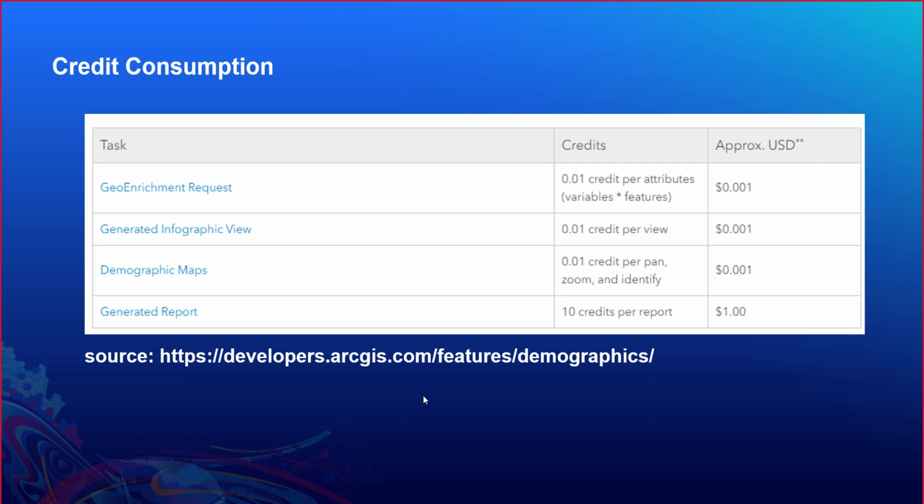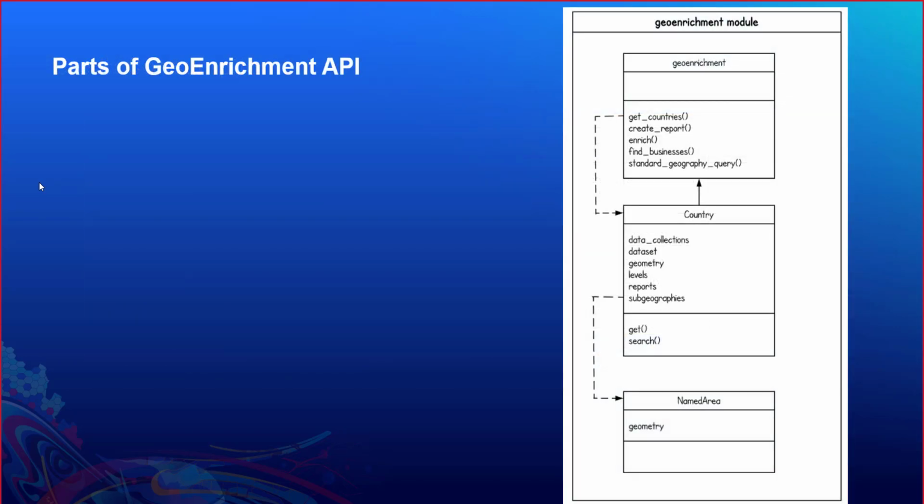More information can be found on developers.arcgis.com/features/demographics, and you can dive into that topic further. Moving back to the API, there's certain parts of the API. It consists of 5 functions and 2 classes.